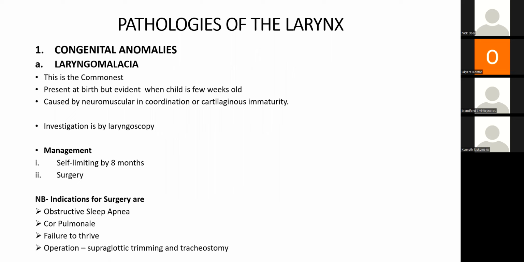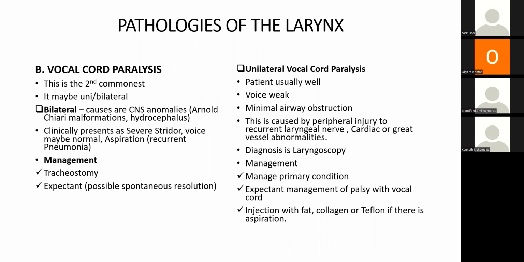So that's the commonest. And then we also have vocal cord paralysis, which is the second commonest. This can be either unilateral or bilateral. The bilateral form is associated with certain CNS anomalies, commonly hydrocephalus, and clinically presents as severe stridor. Once again, note the difference between stridor and wheezing.